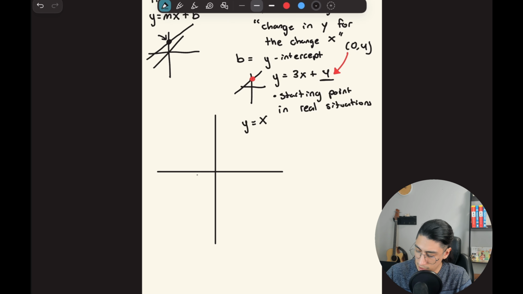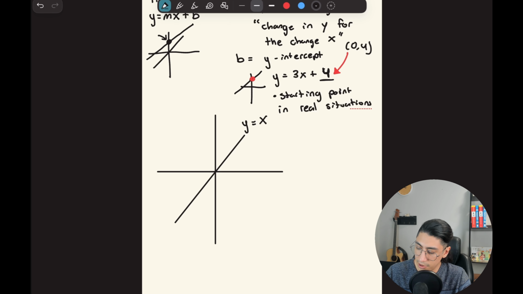Why does it go through the center? Well, that's because the y-intercept here is just 0. You see how it doesn't have a plus some constant number? And this is a 4 here, sorry about that. But it doesn't have anything, so it's functioning like it's saying plus 0.